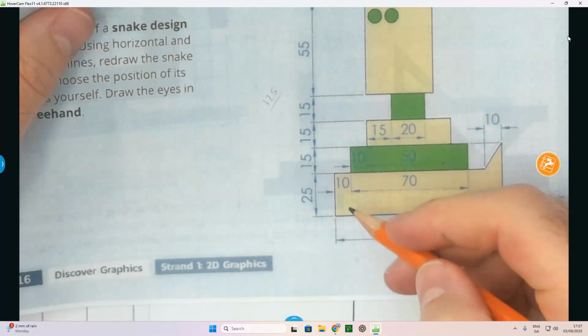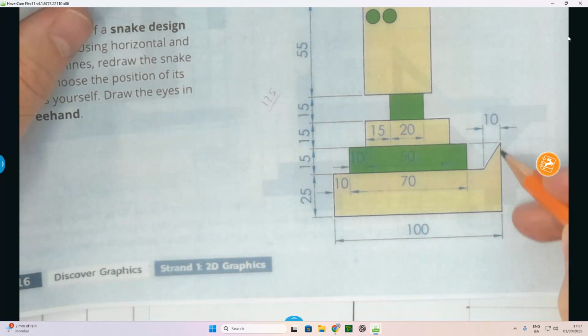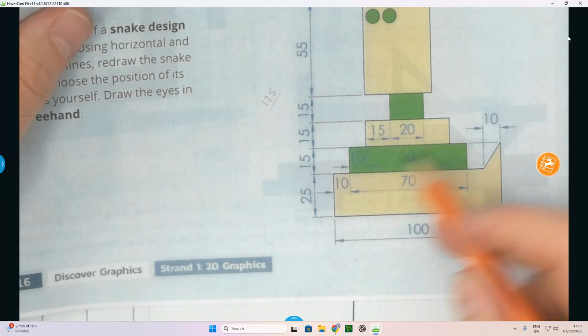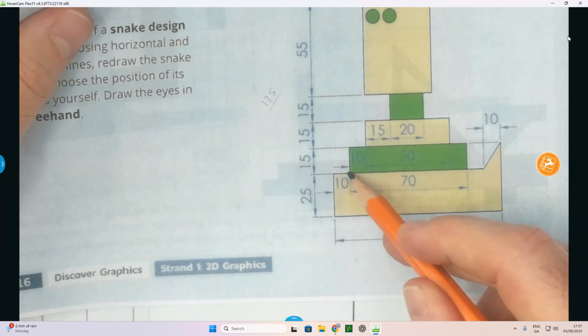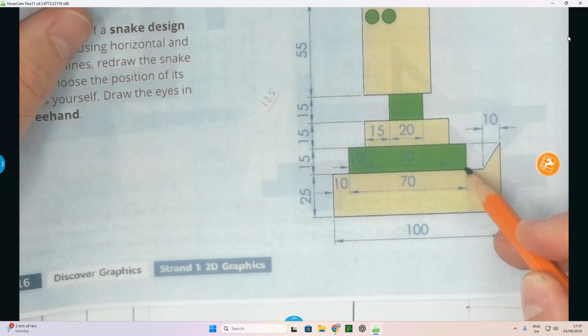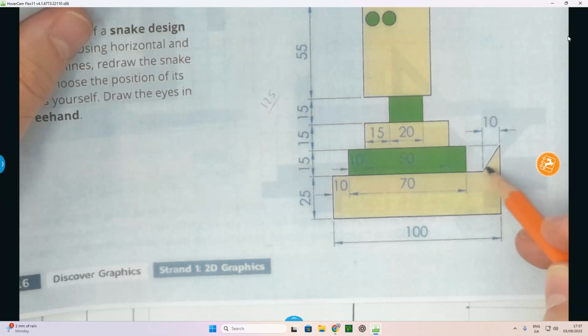We can clearly see the yellow section goes along the 25, but there's a little bit of a tail here to represent obviously the tail of the snake. So first of all, to get the green block, from this corner here, I'm going to measure in 10, and from that point there, we can clearly see it goes 70 over as far as here. On the next line up, to get this little angled line, how much do I have to measure in? We can clearly see the measurement in is 10.